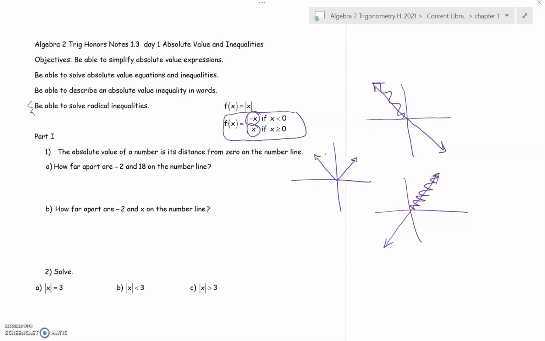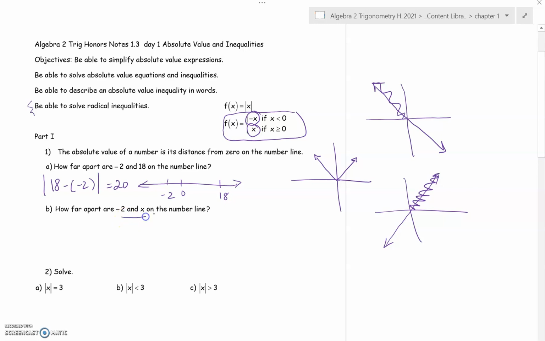So here goes. Let's think about how far apart -2 and 18 are on the number line. If you draw a number line, go ahead and think about your answer. I think a lot of you just say 20 right away, but let's think about why. If you do 18 minus -2, that's 20. And again, we want a positive value, so you could think of that with an absolute value.